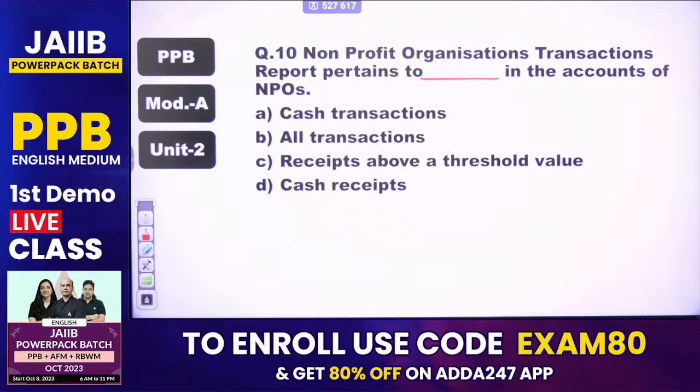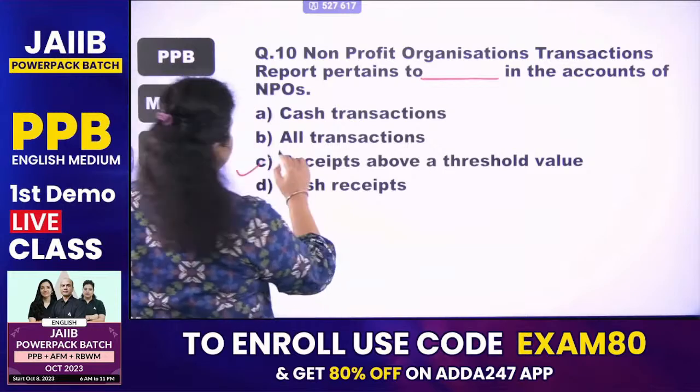Is it cash transaction, all transaction receipts above a threshold value, or cash receipts? Non-profit organization transaction reports pertain to cash transactions, all transactions, receipts above a threshold value, and cash receipts. Everyone is going with the C option, that is true.